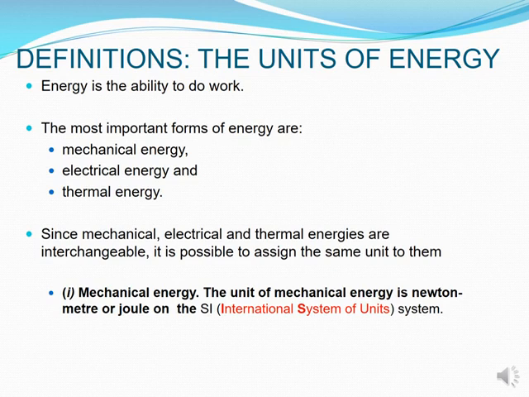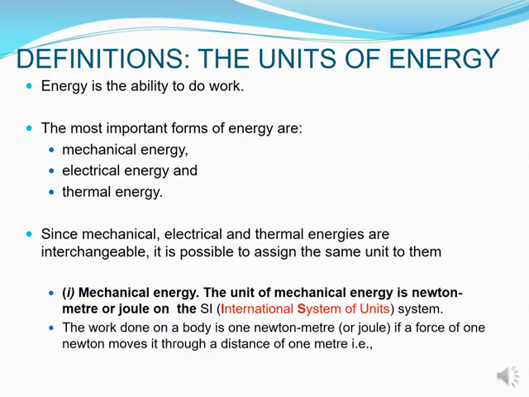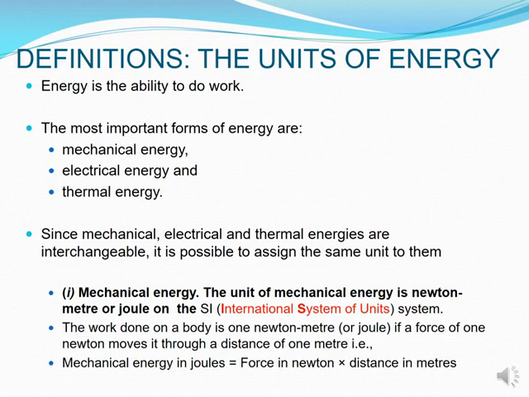So for mechanical energy, the unit is called the Newton meter. Or we can utilize the joule, which is in the SI system, your international system of units. So the work done on a body is 1 Newton meter, or a joule, if a force of 1 Newton moves it through a distance of 1 meter. This can be simply written as mechanical energy in joules equals force in Newtons multiplied by the distance that force is moving in meters.